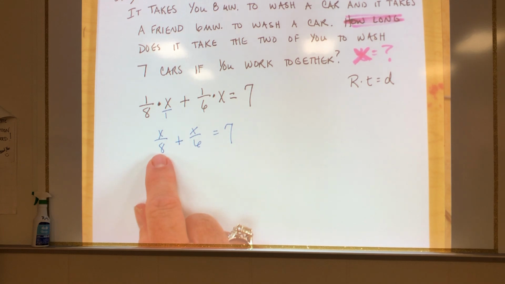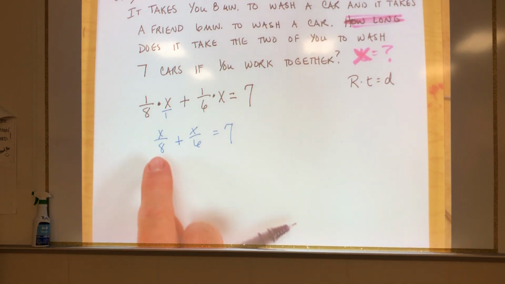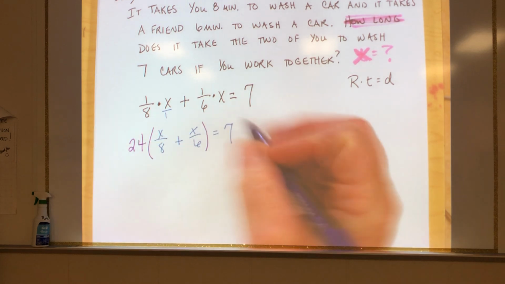8 times 2 is 16. Does 6 go into 16 evenly? No. 8 times 3 is 24. Does 6 go into 24 evenly? Yes, so that's my least common multiple, my smallest common multiple. So, is this legal? Can I multiply everybody in this equation by one number? Yeah. As long as what you do to one side, you do to the other side, it's all legal. So I'm going to multiply both sides by 24.